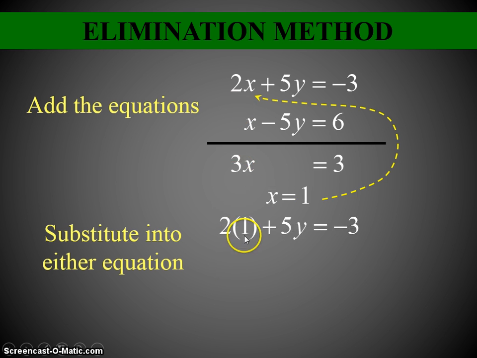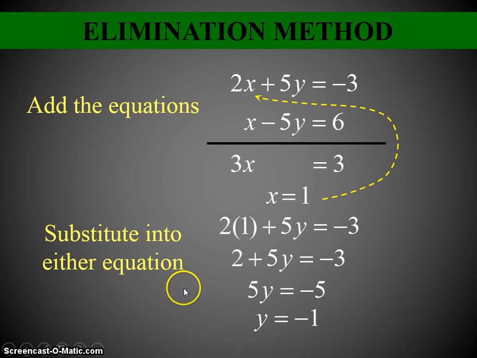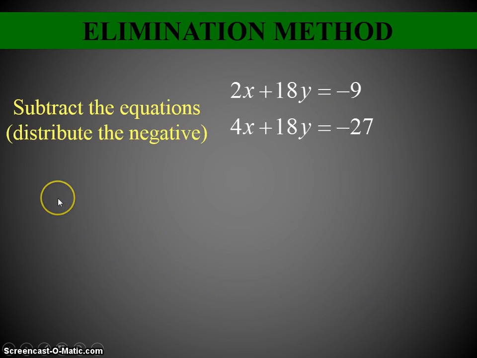So I plug the 1 in for x, solve for y. So I subtracted 2 from both sides. Divide both sides by 5, and I get negative 1. And my answer is 1, negative 1. So these two lines intersect at 1, negative 1. Let's take a look at one more.